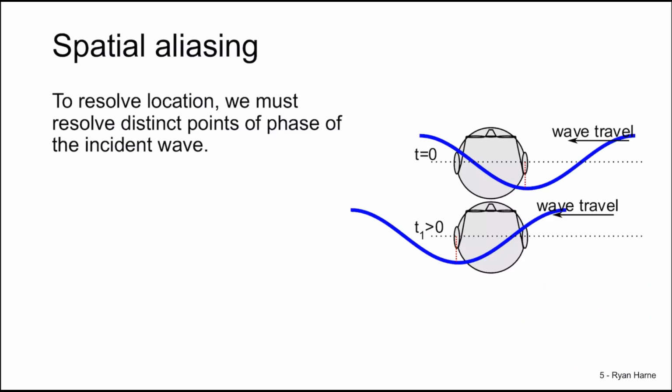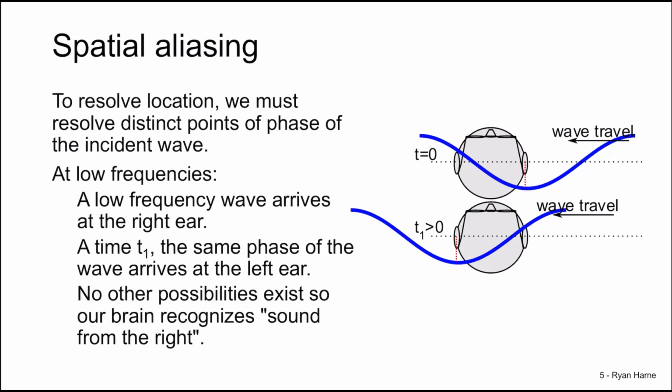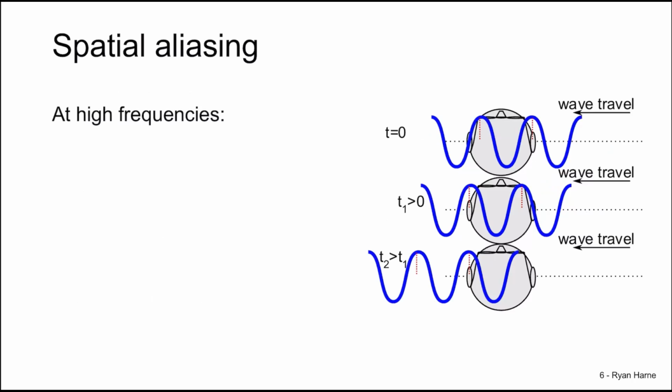To resolve the location, we must resolve distinct points of phase for the incident wave. Take, for instance, a low-frequency wave that's shown in the schematic at the right. At time t0, one point of constant phase arrives at the right ear. At time t1, that same point of phase arrives at the left ear. There are no other possibilities for which this could have occurred, so our brain recognizes this sound came from the right.